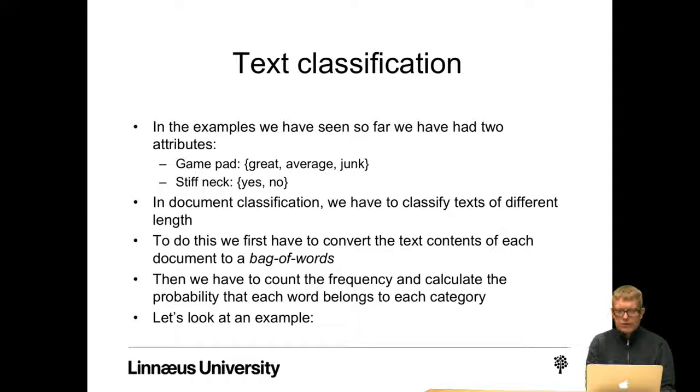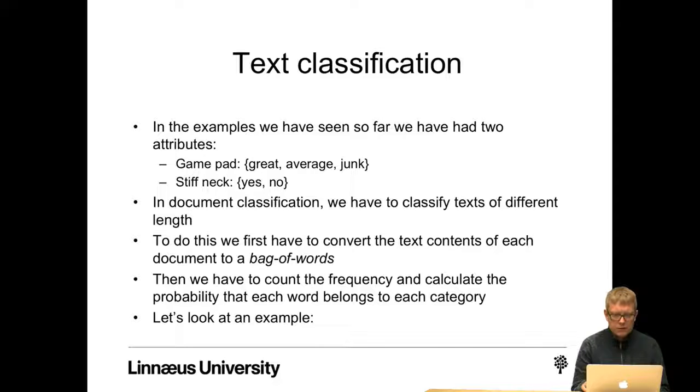In the examples we have seen so far, we have had 2 attributes. We have a gamepad that could be great, average, or junk, and we have a stiff neck, which could be either yes or no. In document classification, we have to classify texts of different length. To do this, we first have to convert the text contents of each document to a bag of words. Then we have to count the frequency and calculate the probability that each word belongs to each category.